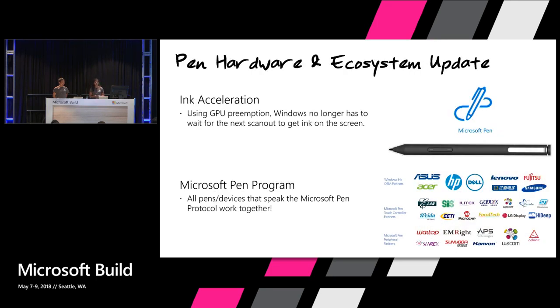As of the latest release, our ink is faster than ever. We first pioneered this with the Surface Pro 2017, and now with GPU preemption, Windows no longer has to wait for the next scan out on the screen to get ink. And we're not making your users go out and buy the latest and greatest in technology to get this. As long as you have the correct compatible graphics hardware, you get this already, which means your users of your inking apps are going to have a better experience in Windows in those inking apps. And we're looking for even better performance in future releases.